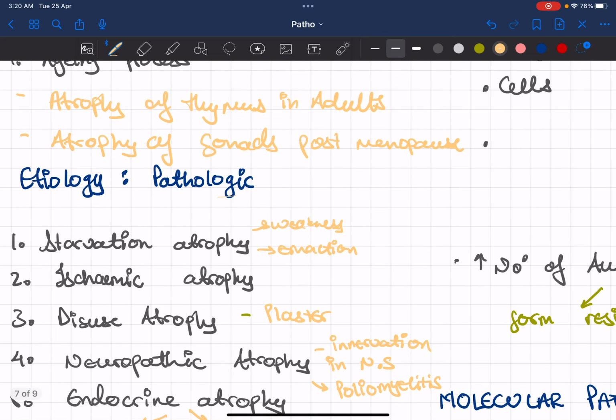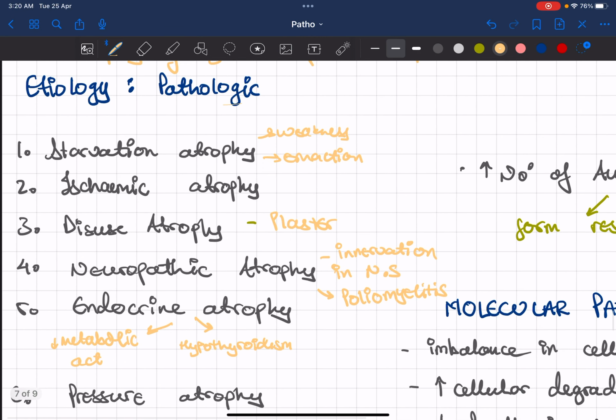Then there are pathologic causes for atrophy as well, which are stated below as starvation atrophy. Starvation atrophy usually leads to weakness in the body and emaciation or very thinness. Did you know how the food that we eat gets utilized? So the order of depletion is basically carbs get utilized first, then fats, and then protein.